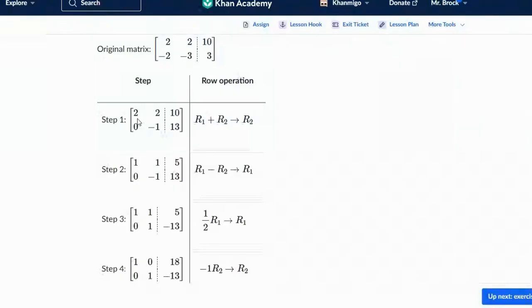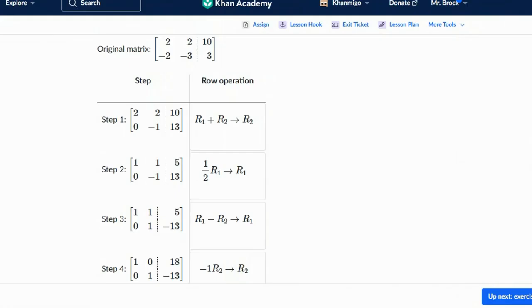So let's see. Row 1 was 2, 2, 10. Now it's 1, 1, 5. It went from 2, 2, 10 to 1, 1, 5. The second row didn't change. It must have multiplied everything by 1/2 because it's half as big as it was. Great.